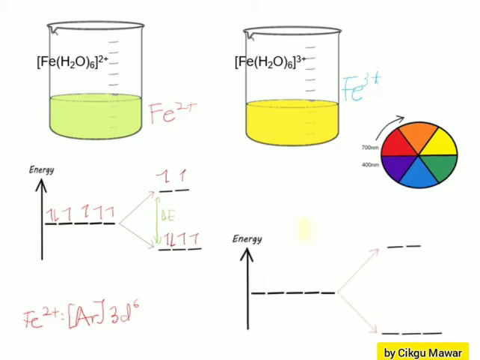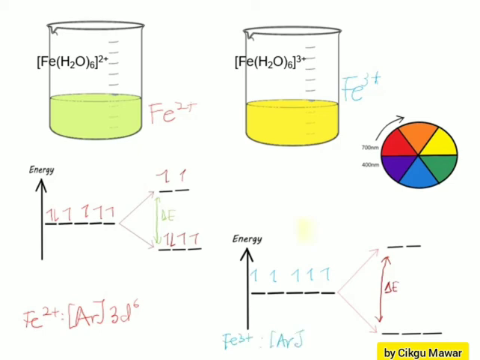From this crystal field splitting, we can see that for iron 3 plus, the energy difference is larger. You can see that the energy difference here is larger compared to iron 2 plus. So we fill up the electrons first, 1, 2, 3, 4 and 5, since this is iron 3 plus.